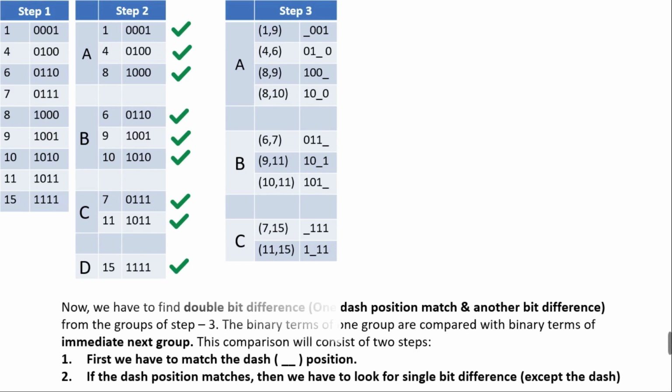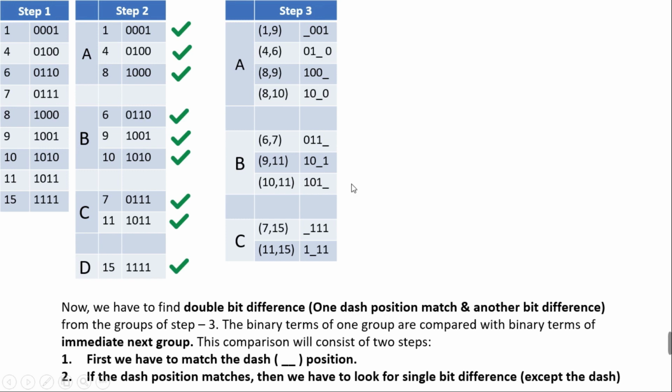So now we're going to find double bit differences. So what does it actually mean? It means we're going to check two different conditions. So we're going to check whether the dash position actually matches or not, and then another single bit difference. So let me just show you, it will be much easier.